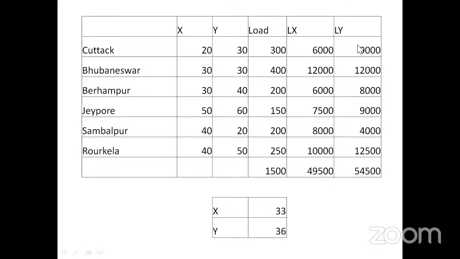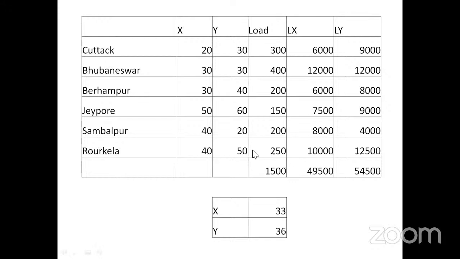Same way, L1 y1, L2 y2, L3 y3 dot dot dot Ln yn. That means 300 multiplied by 30 plus 400 multiplied by 30 plus 200 multiplied by 40 plus 150 multiplied by 60 plus 200 multiplied by 20 plus 250 multiplied by 50. Total is 54,500.